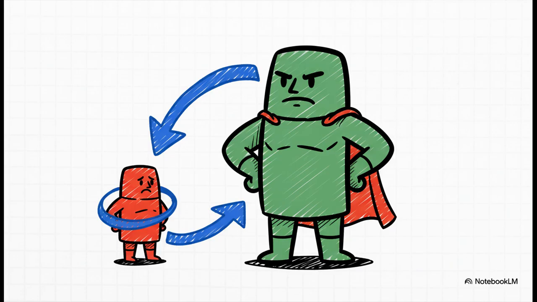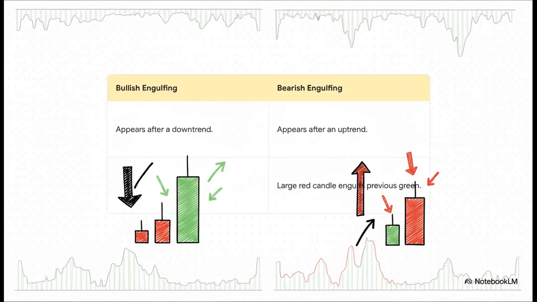Our final pattern for today is one of the most powerful ones out there. The engulfing pattern isn't just a story of a fight, it's the story of a complete takeover. It's a really dramatic shift in power from one side to the other. And there are 2 versions of it.